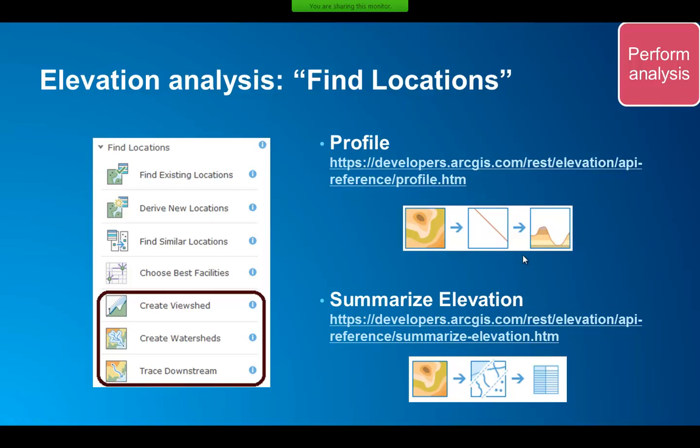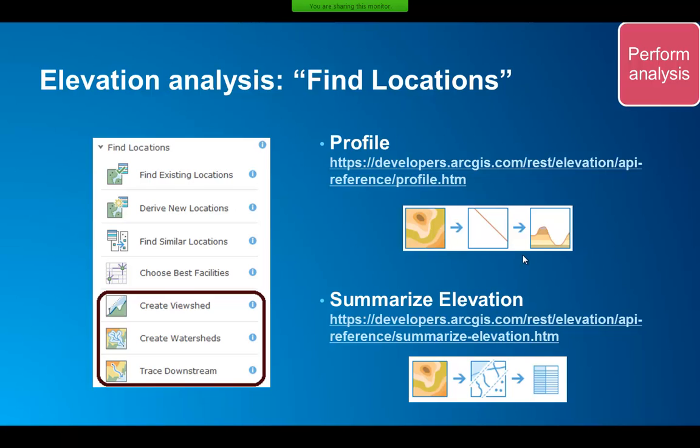In ArcGIS Online, the Find Locations toolset contains tools that create new spatial features based on given criteria. Three of these are useful for elevation and hydrology analysis. The Create Viewshed tool returns the areas on the ground that can be seen from a given vantage point given the height of the observer and the height of the ground features. The Create Watersheds tool returns the areas that drain down to a given set of points. And the Trace Downstream tool returns line features representing the flow path from a given set of points.